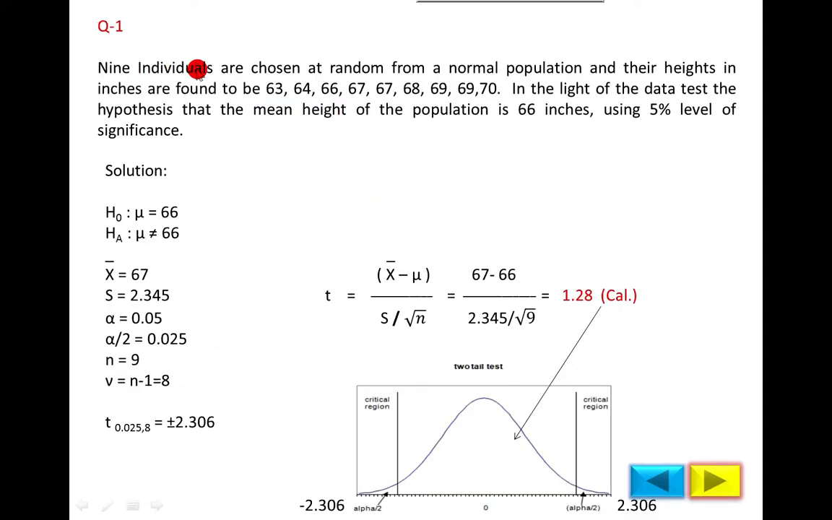First question: 9 individuals are chosen at random from a normal population. This is the assumption, that the population will be normal. And their heights in inches are given: 63, 64 and so on. In the light of the data, test the hypothesis. This word indicates this is a question of testing the hypothesis.